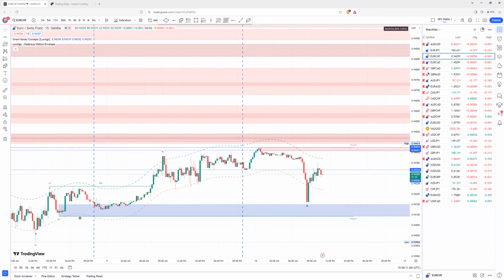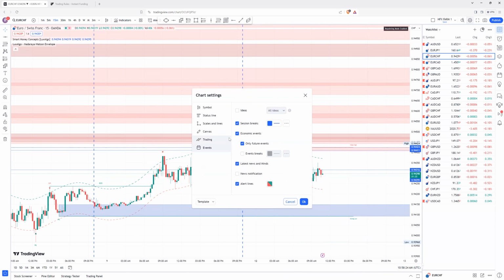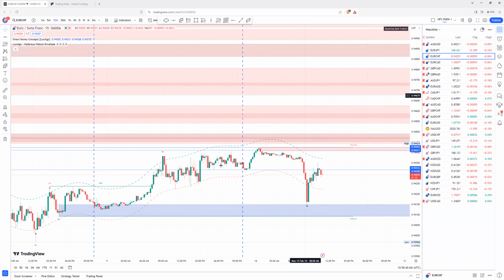What's the best way to identify the first 4-hour candle of the day? The best way is to go to your TradingView, go straight to options, then go to settings and come down to events. When you get down to events, check this box, session break. When you check it, this line will pop up right here.